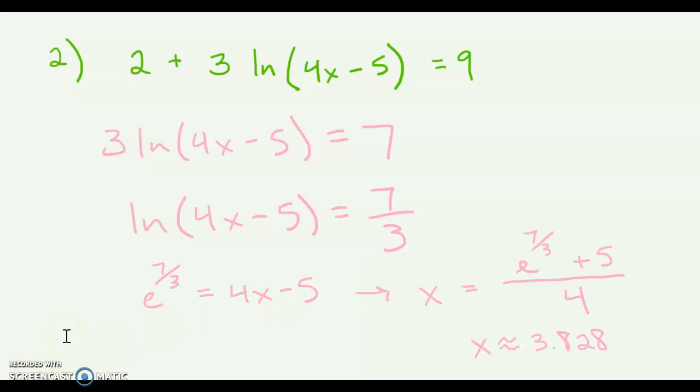All right, I never promised it'd look pretty, but there she is. X is about 3.828. And so I'm curious, after doing 2 problems, if you had to say, okay, these are the key steps that we follow when we're trying to solve logarithmic equations, this is what they'd be. Go ahead and share.